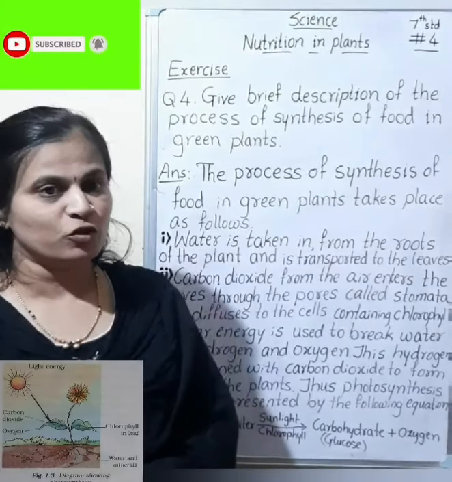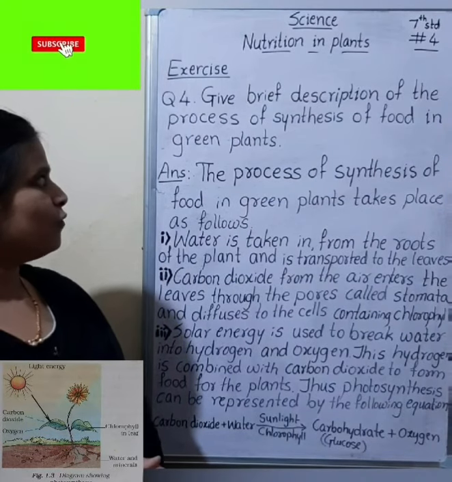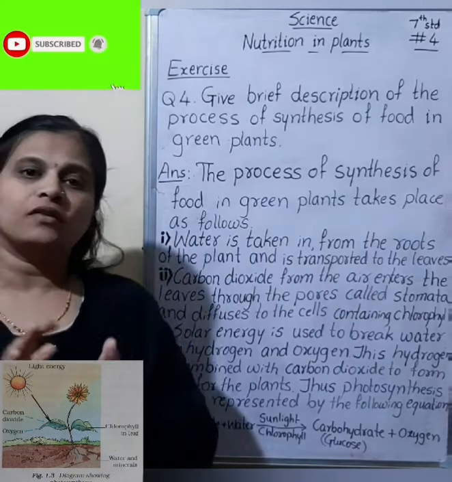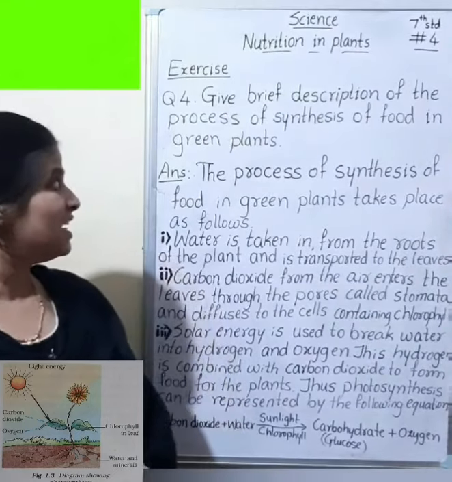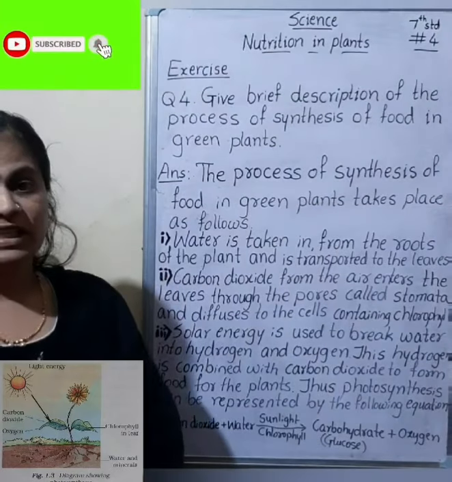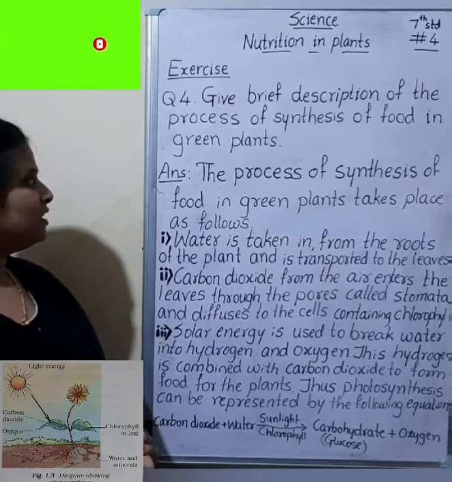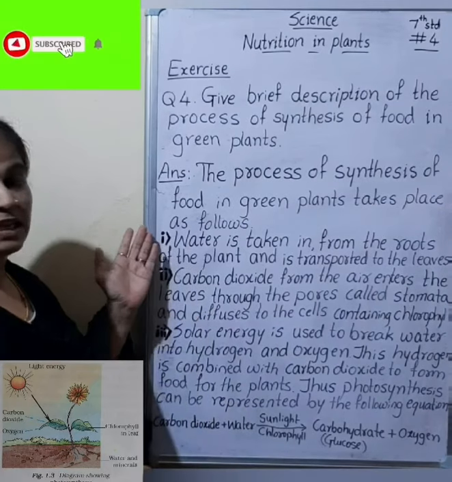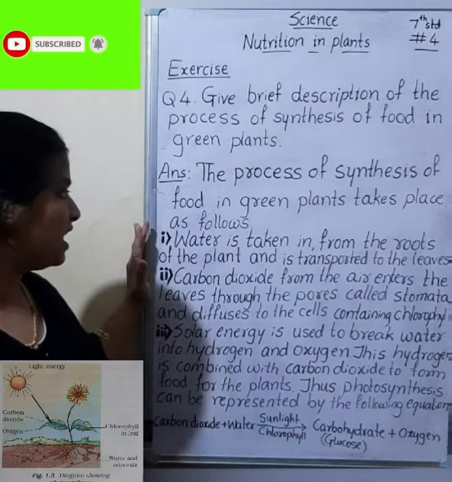So here is the fourth question. Give a brief description of the process of synthesis of food in green plants. So here we have to describe the process of preparation of food, or we can say synthesis of food in green plants, that is photosynthesis. Let's see the process now. The process of synthesis of food in green plants takes place as follows. So how does it take place in green plants? Let's see the answer now.